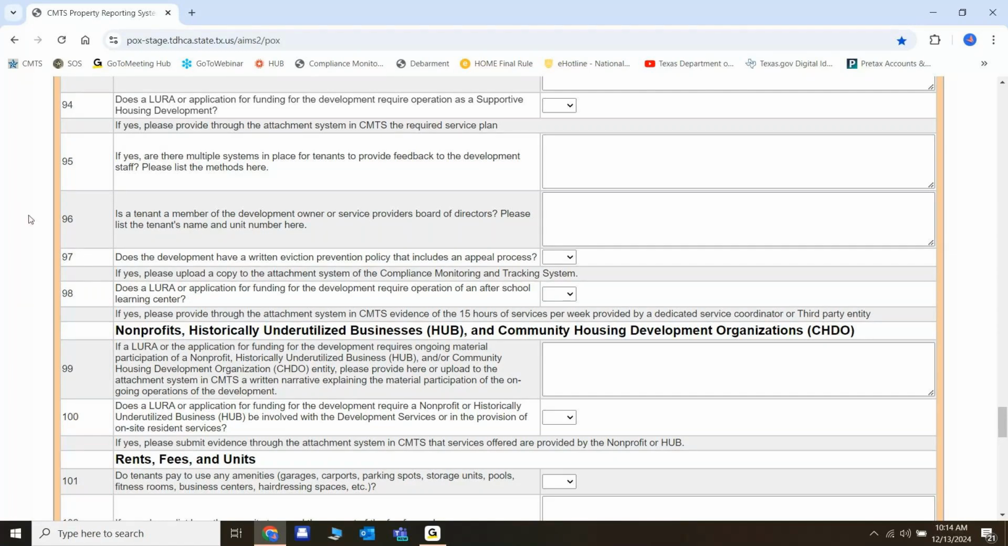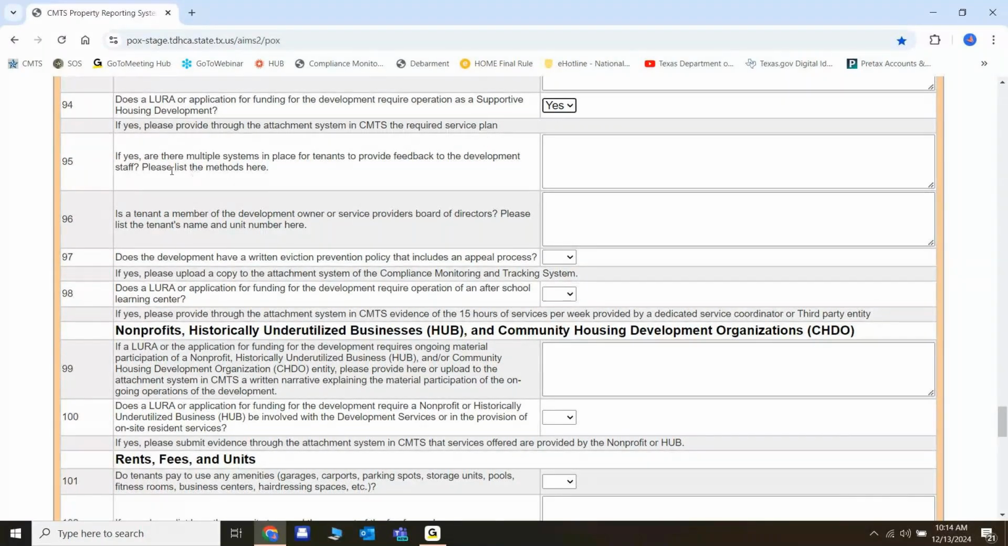Does the LURA or application for funding for the development require operation as a supportive housing development? This is again something that is in the newer land use restriction agreements. If yes, then we want you to attach your required service plan. If you are required to operate as a supportive housing development, you have to have a service plan.